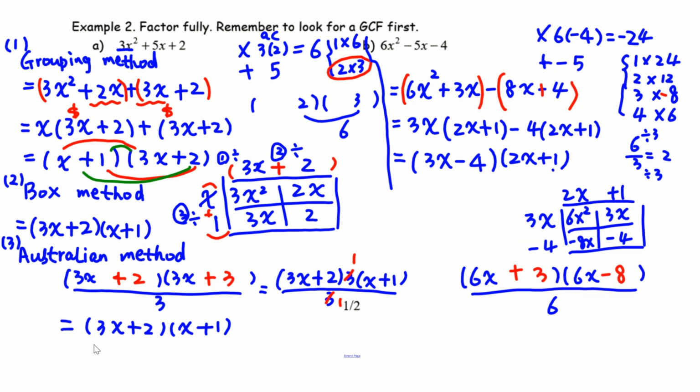Then after that, you need to do common factoring in each bracket. 6, 3, you have 3, so 2x plus 1. And the 6, 8, even numbers, so you will have the 2 as common factor. Then each divided by 2, 3x minus 4, all over 6. Then you will see 3 times 2 give you 6, 6 divided by 6 is 1. So you only have 2x plus 1 times 3x minus 4, they are the same.